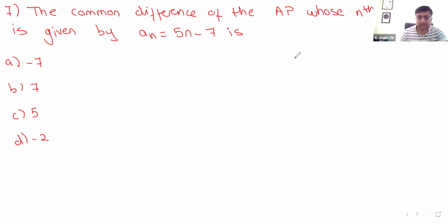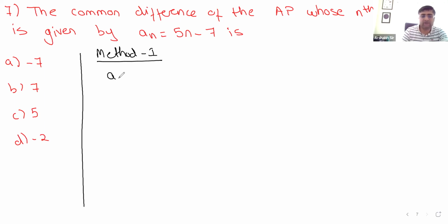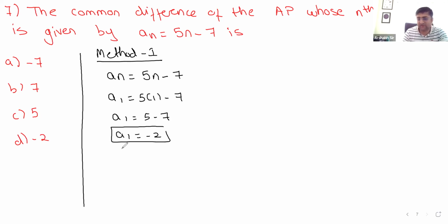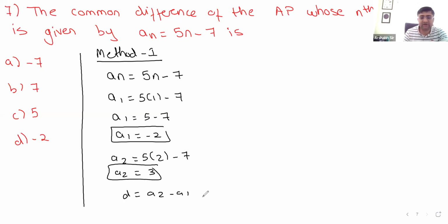So देखो बच्चों, हम क्या बोलेंगे? There are two ways of doing this question. Method 1. You are given an is equal to 5n minus 7. First find the first term. So a1 is 5 into 1 minus 7. So a1 is 5 minus 7, a1 is -2. Now find the second term. So a2 is 5 into 2 minus 7, that is 3. Now we'll say the common difference is a2 minus a1. So 3 minus minus 2, that is 3 plus 2, that is equal to 5.